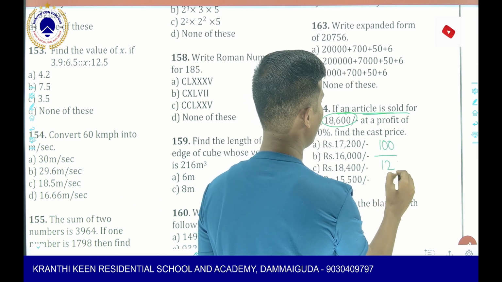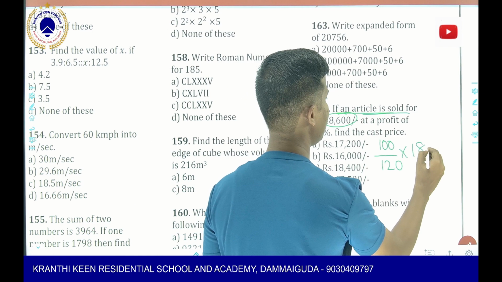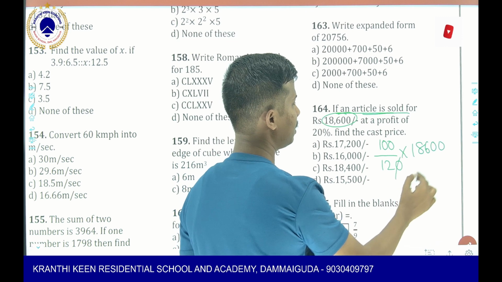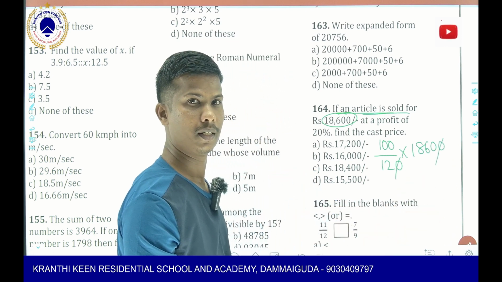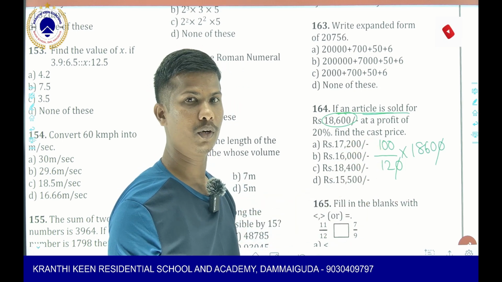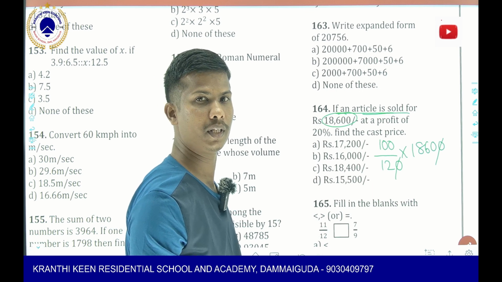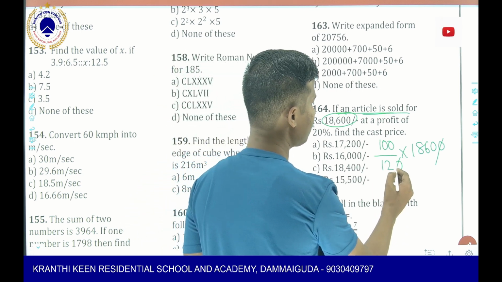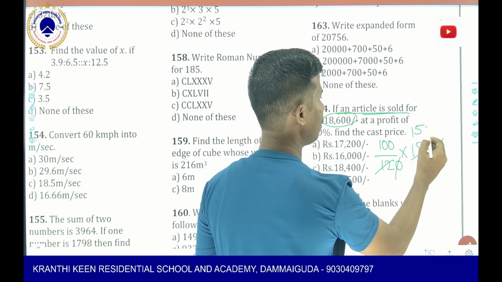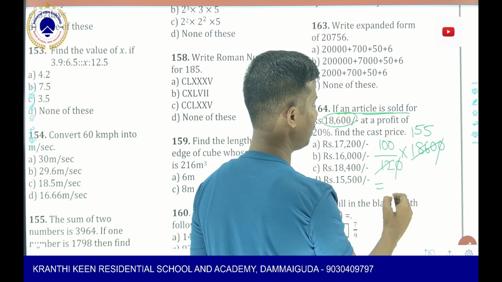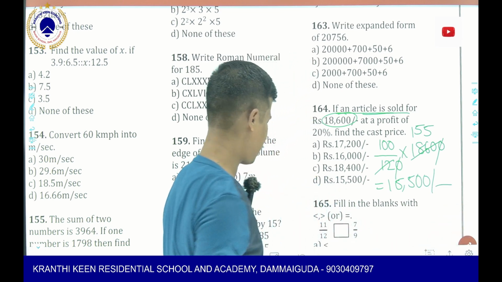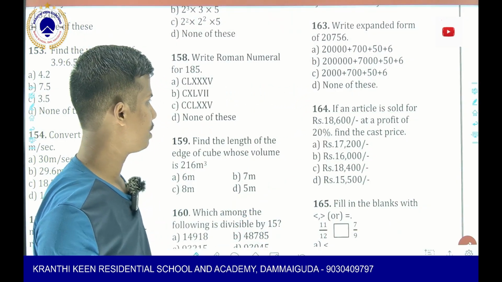100 by 120 into 18,600. Zero, zero, cancel. For these questions, when 120 parts are given and you have to find 100 parts, you have to divide with 120 and multiply with 100. 12 ones are 12, 12 fives are 60, again remaining 12 fives are 60. What will you get? 100 into 155. 15,500 you will get for question number 164.